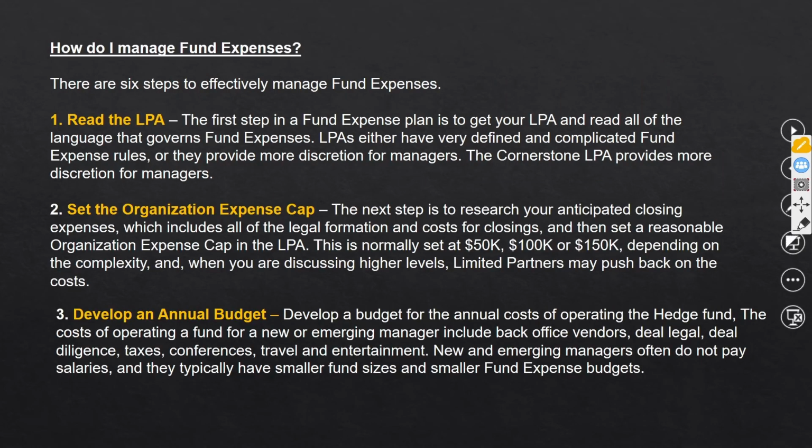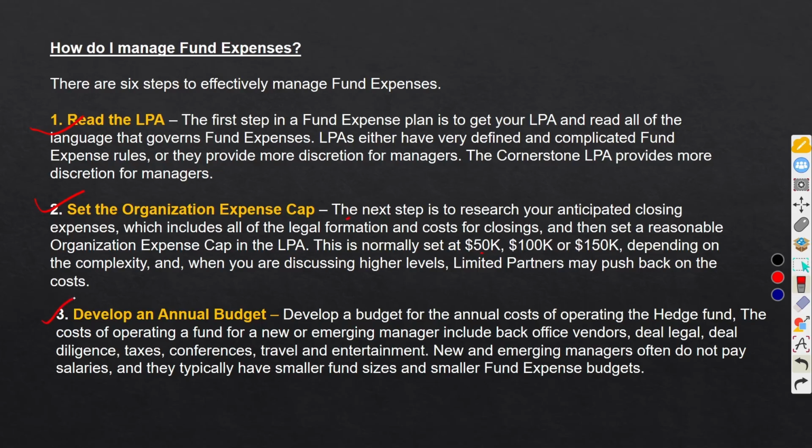So how do I manage the expenses? Again, if you have any questions around this, there are different steps that you can follow. The first step is to read the LPA. I always urge people to read the documents, read the LPA, so that it provides you the expense plan and everything, and then you can follow the same. All right. Then set the organization expense cap. The next step is that the fund manager will set the expense cap. The cap could be 50K, 100K, 150K, depending on the complexity of the fund.